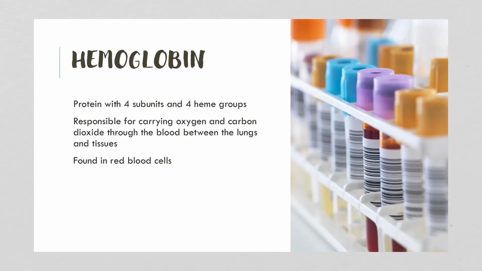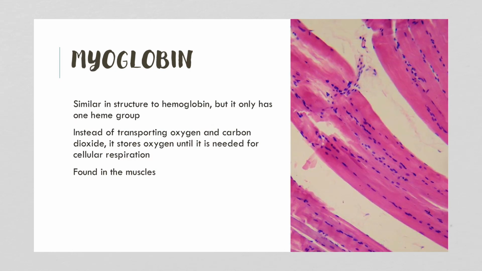Hemoglobin is a special protein. It has 4 subunits, so there are 4 polypeptides, and there are 4 heme groups. Each of those subunits has a heme. It's responsible for carrying our oxygen and our carbon dioxide through the blood between the lungs and the tissues, and we find hemoglobin in our red blood cells. We haven't heard about myoglobin before, but it's similar in structure to hemoglobin, except it only has 1 heme group. Instead of transporting oxygen and carbon dioxide, its job is to store oxygen until it's needed for cellular respiration. You find myoglobin in the muscles.